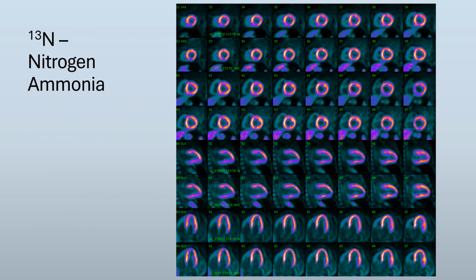This is an example of a nitrogen-13 ammonia study. It is normal that the heart walls will appear thinner on cardiac PET than they do on regular SPECT imaging of the heart for myocardial perfusion imaging, and that is in part due to the increased spatial resolution of PET imaging.